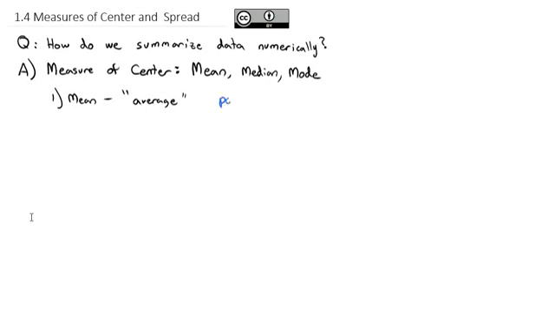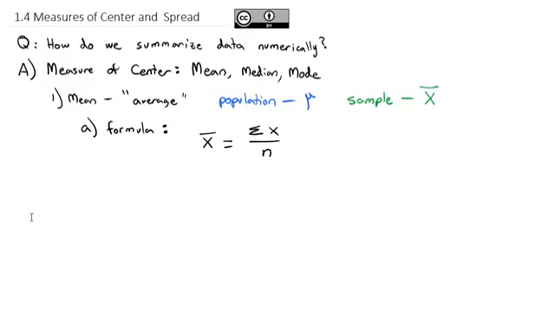Now, if we're talking about a population mean, we will always use a Greek letter, and that's going to be the Greek letter mu. But if we're talking about a sample mean, we will use an English letter, which we will notate with x bar. And the formula for calculating the mean, I'm going to use x bar, but it works also for mu, is equal to this symbol, which we call sigma, x over n.